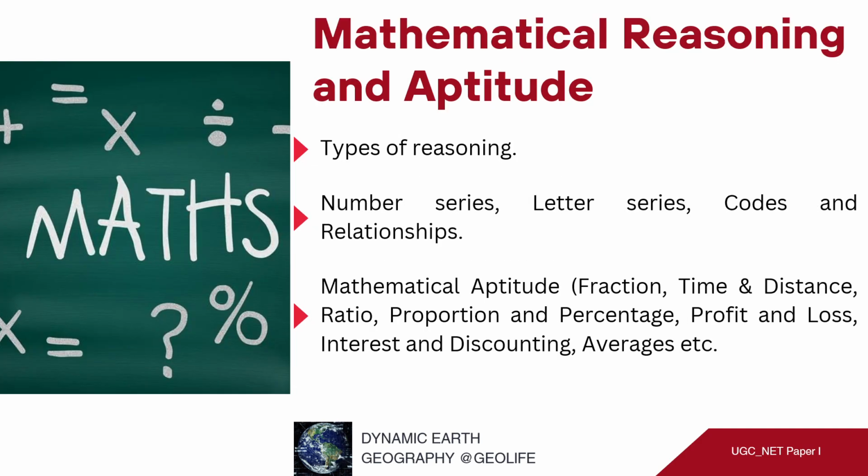The fifth unit of paper 1 is mathematical reasoning and aptitude, and inside this unit you have types of reasoning, number series, letter series, codes and relationship. Mathematical aptitude includes fractions, time and distance, ratios, proportions and percentages, profit and loss questions, interest and discounting, averages, etc. These questions will not be so tricky, but you need to understand the basic mathematics to attend these questions. It will be an easier 10 mark unit.